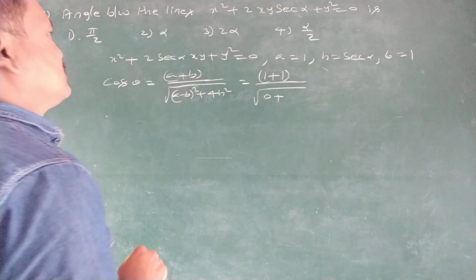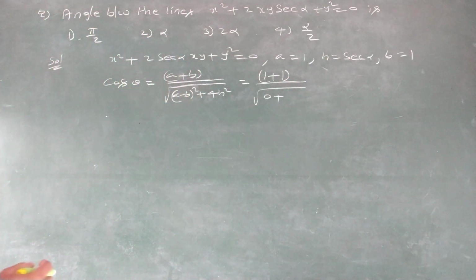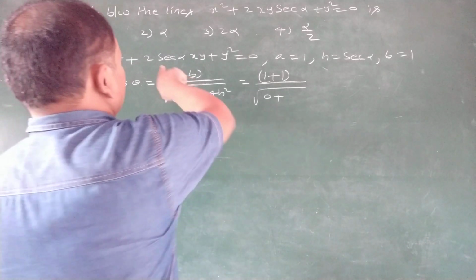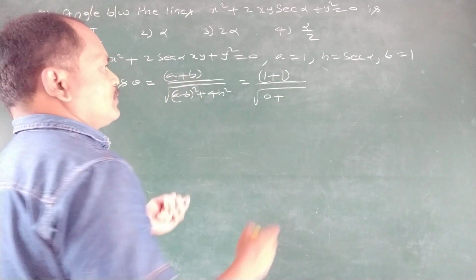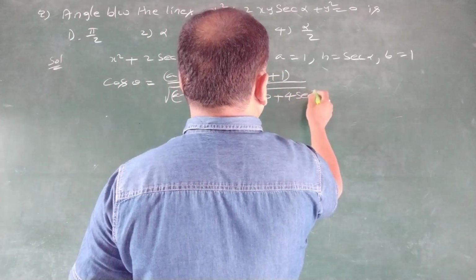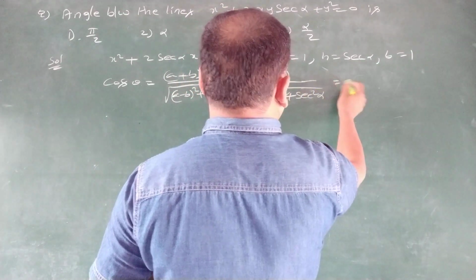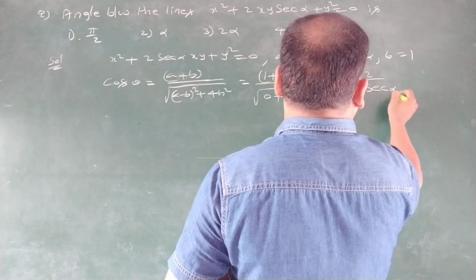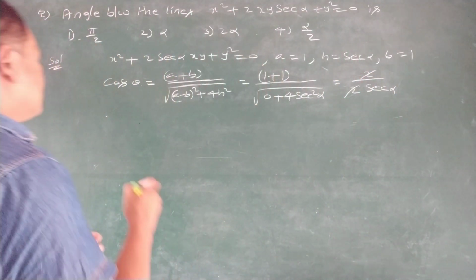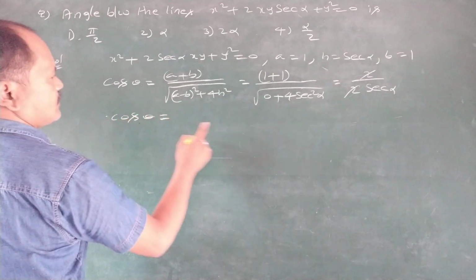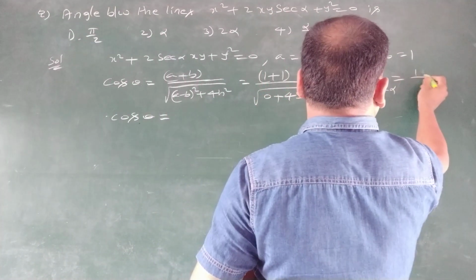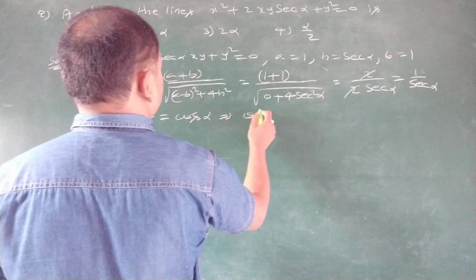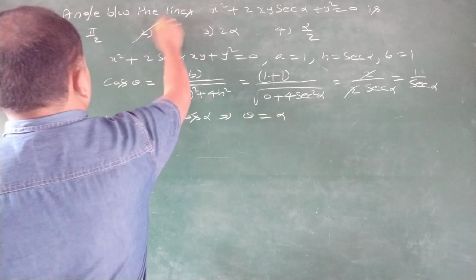2h is nothing but secant alpha. So h is equal to secant alpha, and 4h square is 4 secant square alpha. That's why it is 2 by 2 secant alpha, so the 2 gets cancelled. That's why cos theta is equal to 1 by secant alpha, and 1 by secant alpha is nothing but cos alpha. That's why theta is equal to alpha. So that is the second option.